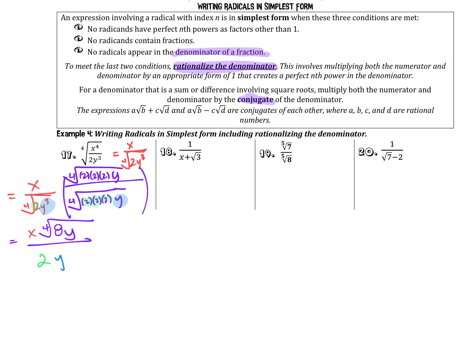Now for number 18, if we look at that, the issue is that we're not allowed to have a square root in the denominator.